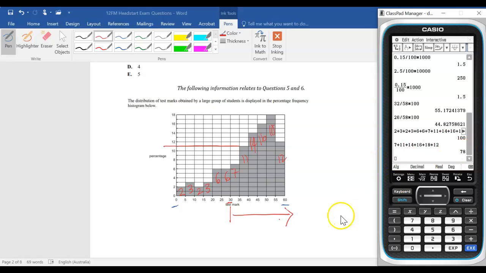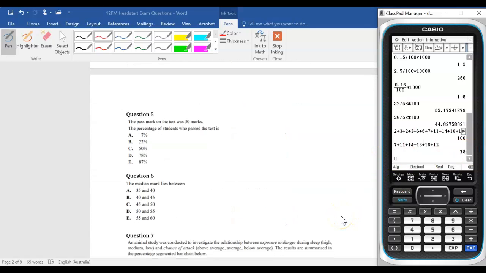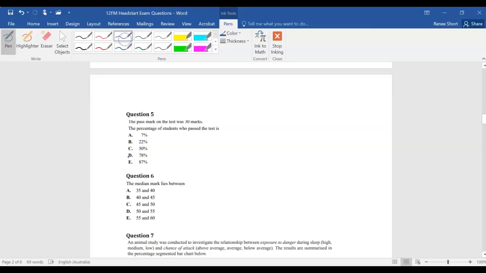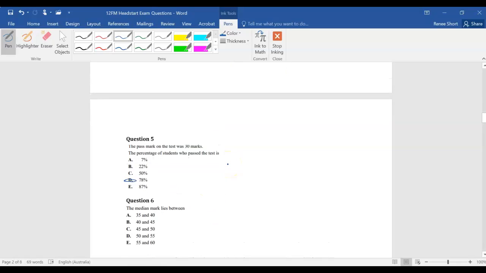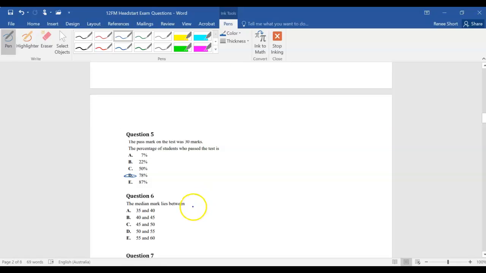And you can see on my calculator there that is 78. So when I scroll down here, my answer for question 5 is D. Now question 6 wants the median mark. Remember, the median is the middle of the data, and it wants to know where that middle sits, okay?